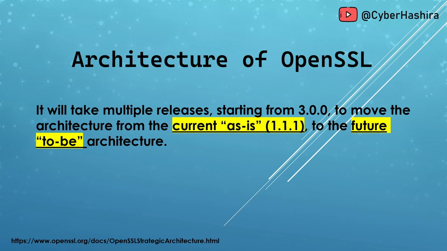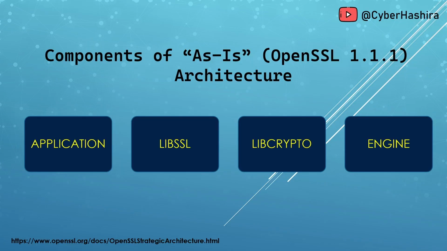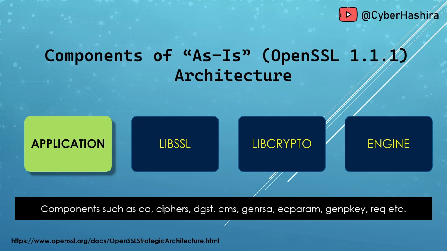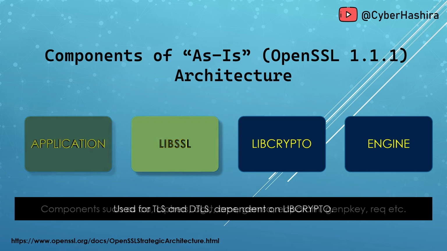Let's have a look at the as-is architecture. The as-is architecture of OpenSSL consists of 4 components. I talked about them in my first OpenSSL video, so this may seem like a recap. The first component is application. Application is the command line utility itself. OpenSSL utility has the commands to generate keys and certificates and perform cryptographic operations such as signing or encryption. An application uses the OpenSSL libraries to perform those tasks.